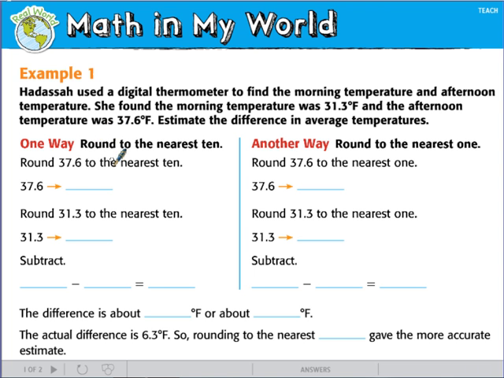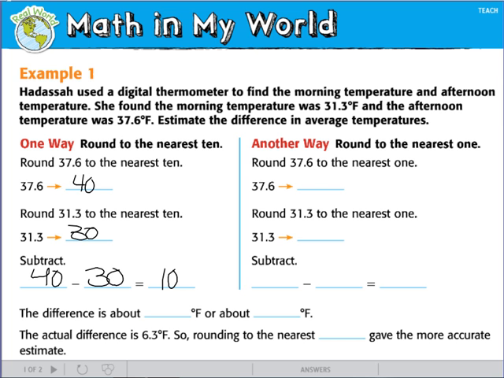So, one way is to round to the nearest 10. So 37 and 6/10 rounded to the nearest 10 is what? 40, exactly. Then 31 and 3/10 to the nearest 10 is what? 30. So now I have 40 subtract 30, which equals what? 10. So this is saying that a difference of about 10 degrees Fahrenheit. Okay?